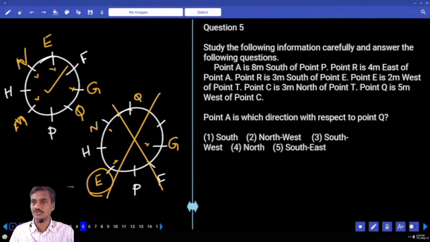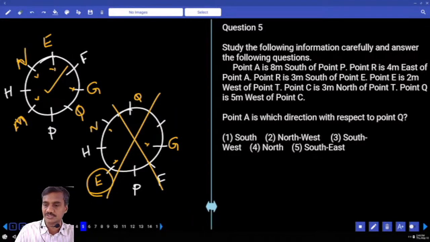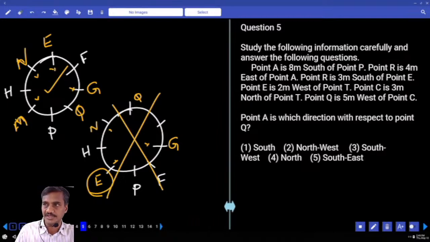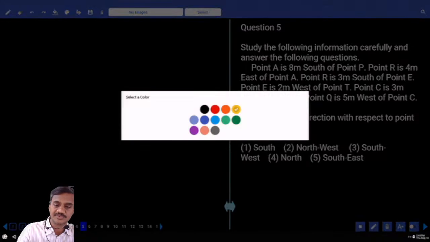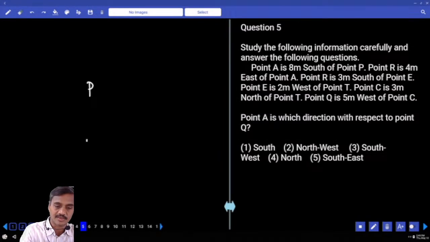The next one, coming to question number 5. It is based on 5 to 7. These 3 are based on directions. In these directions, A is 8 meters to the south of P. Tell me how to represent this one. P is here and A is here. The distance between these 2 is 8. A is 8 meters to the south of P.